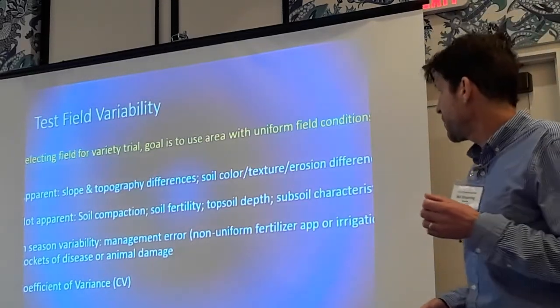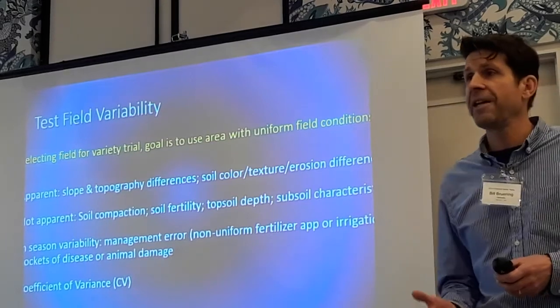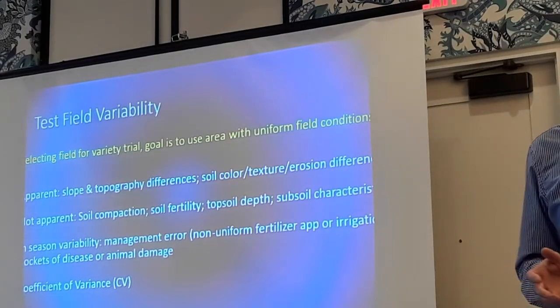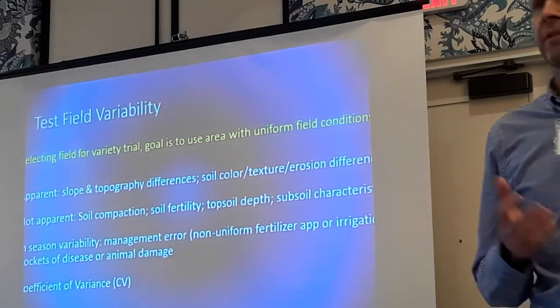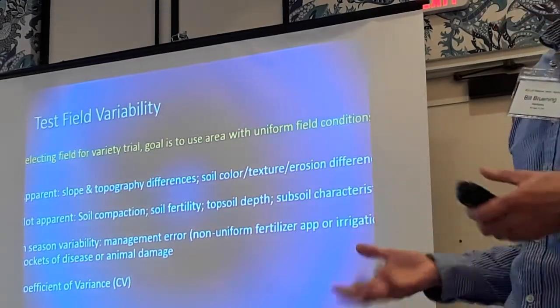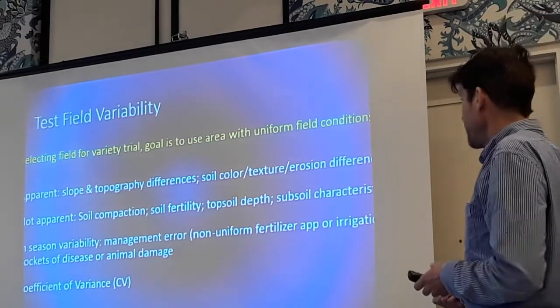But there are lots of things we can't see in these fields that are less apparent, and that's what's happening underneath the soil. We can't find areas of soil compaction by just walking out into a field. We certainly can't determine topsoil depth without taking some probes and really looking at those characteristics.